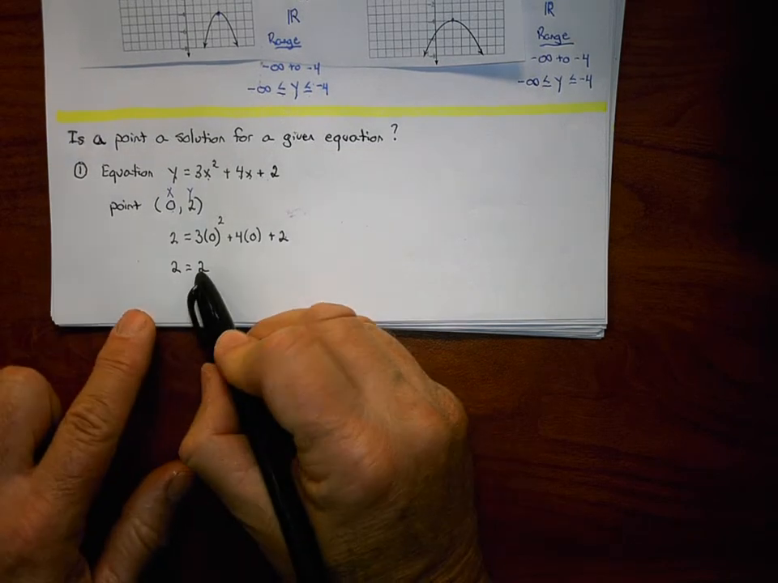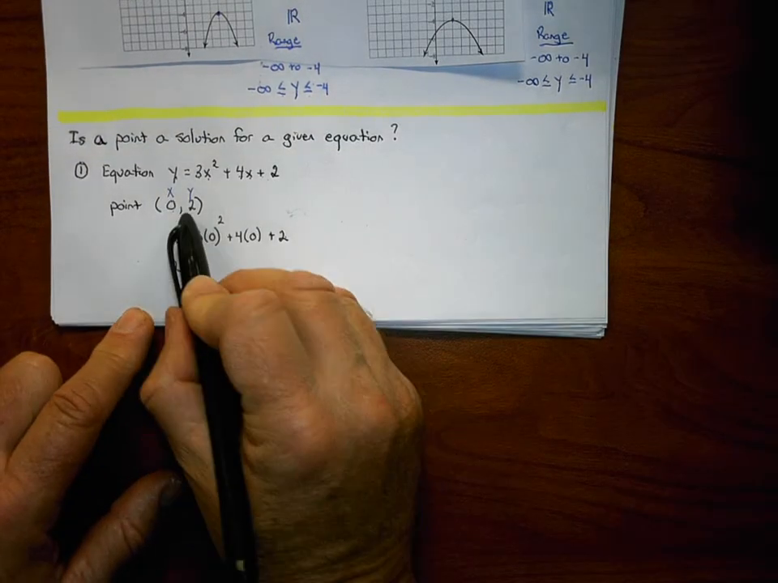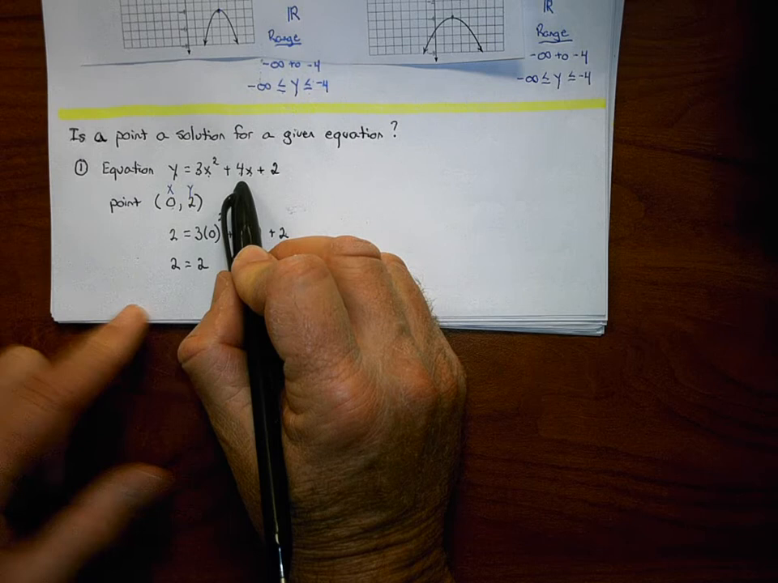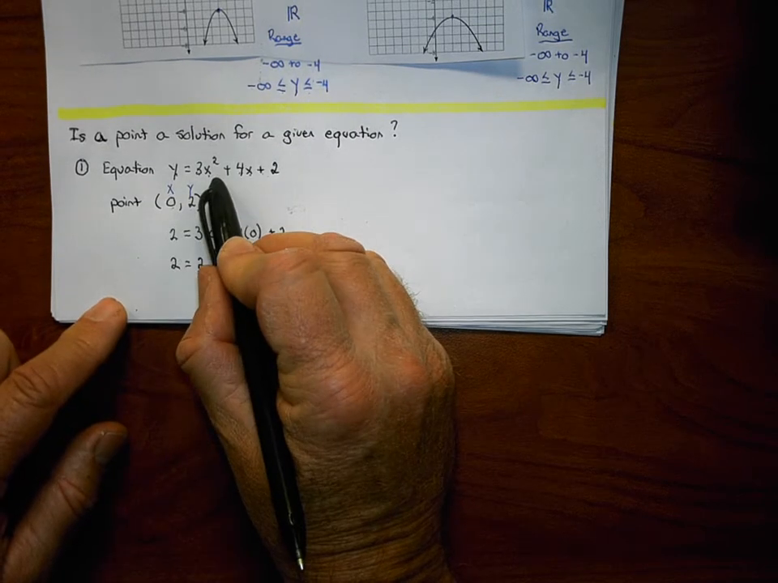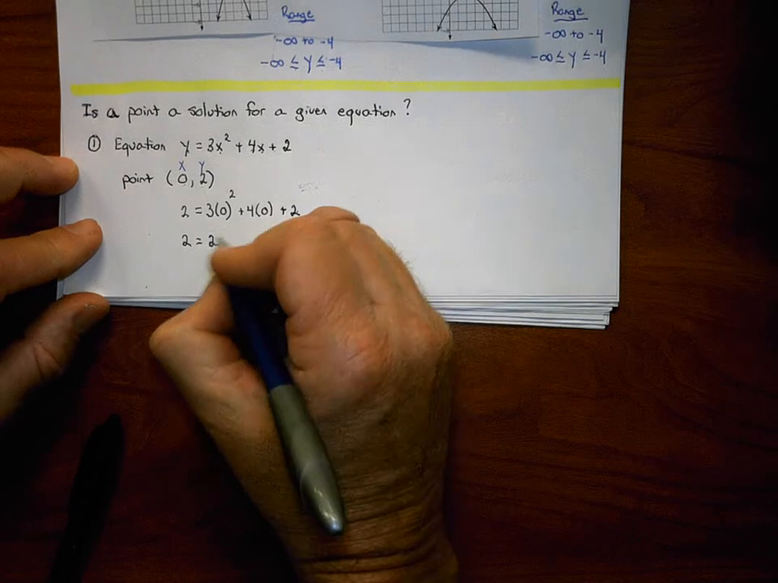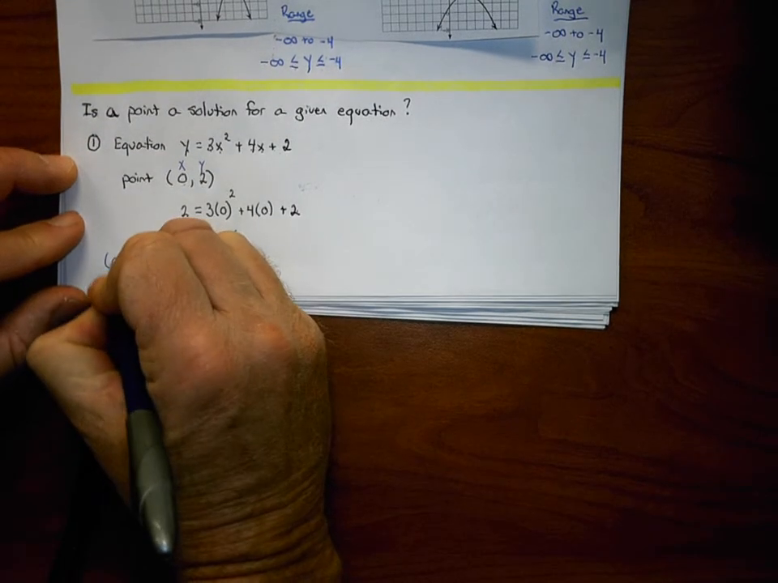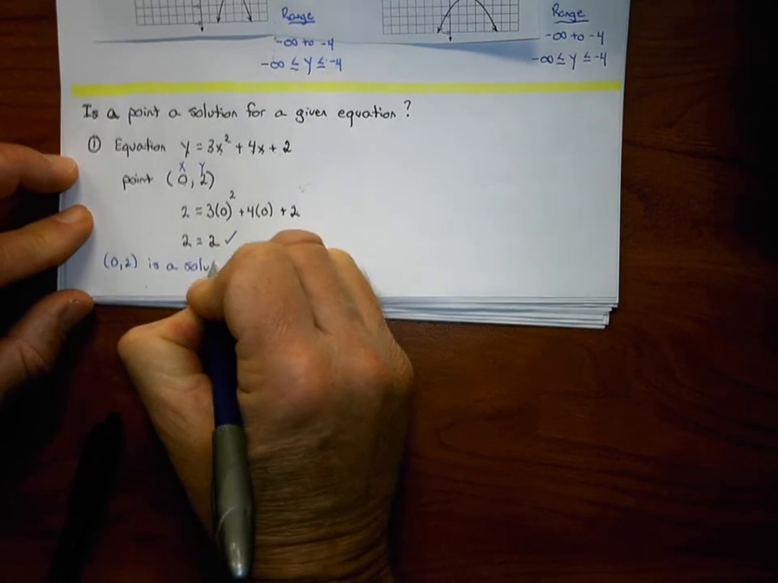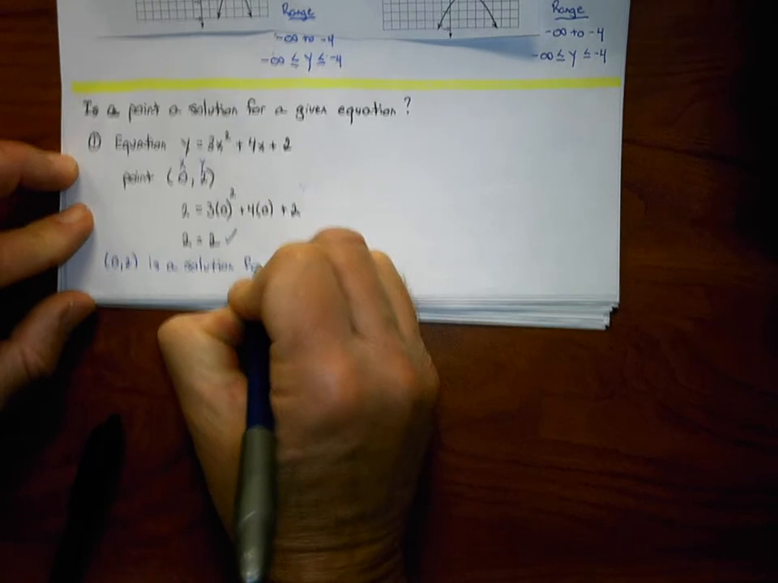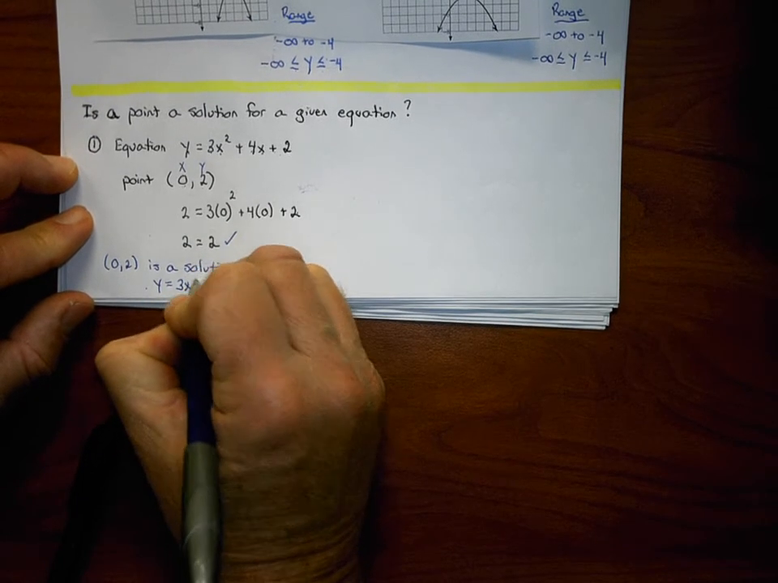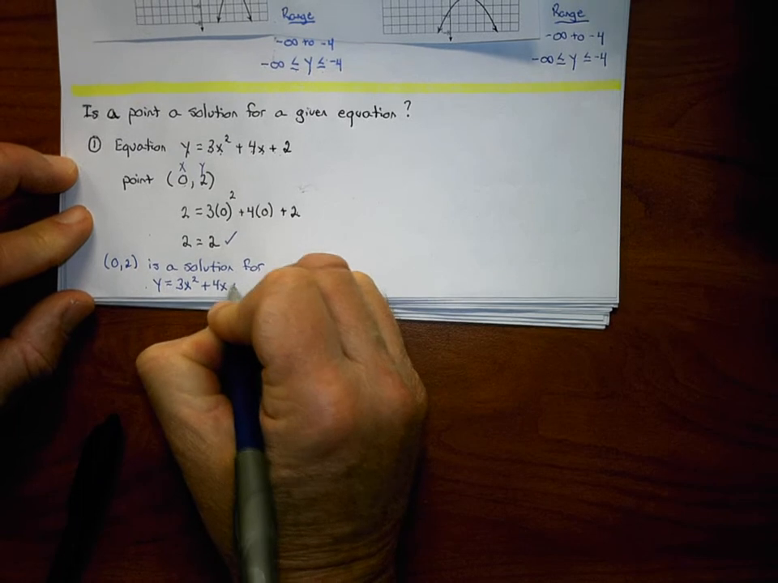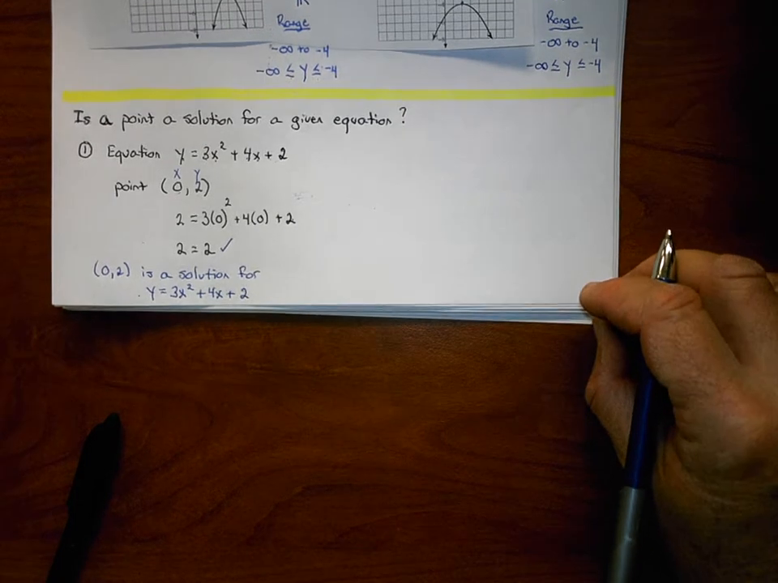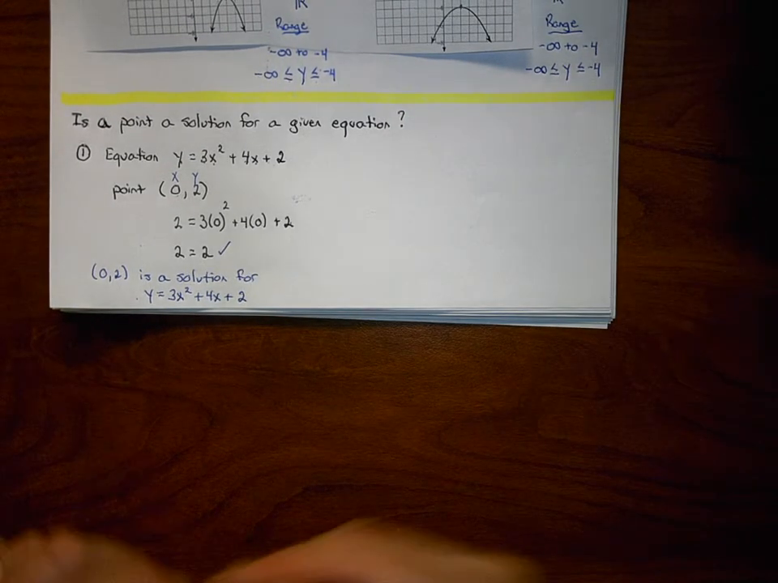Did this work out? Do you think that point is actually a solution for this equation? Yes. So do you think that point would actually be on the graph of that equation? Yes. All right, so here's what we just found out. This checked out. It means (0, 2) is a solution for y equals 3x squared plus 4x plus 2. That's what we just found out. You get the concept of it? Yeah. All right, let's do one more, and then we'll be done.